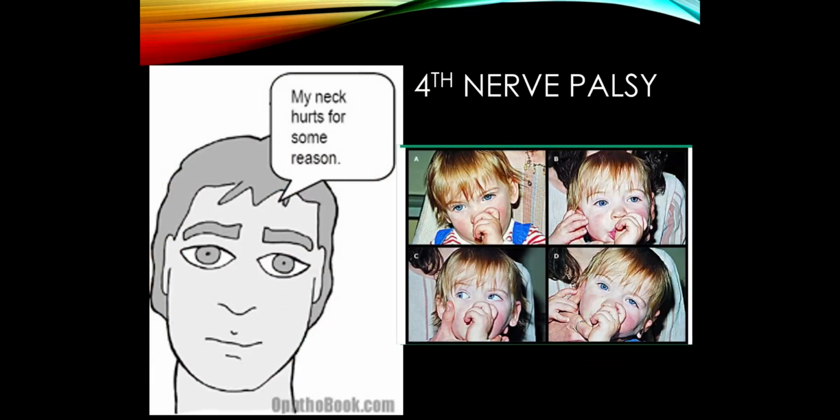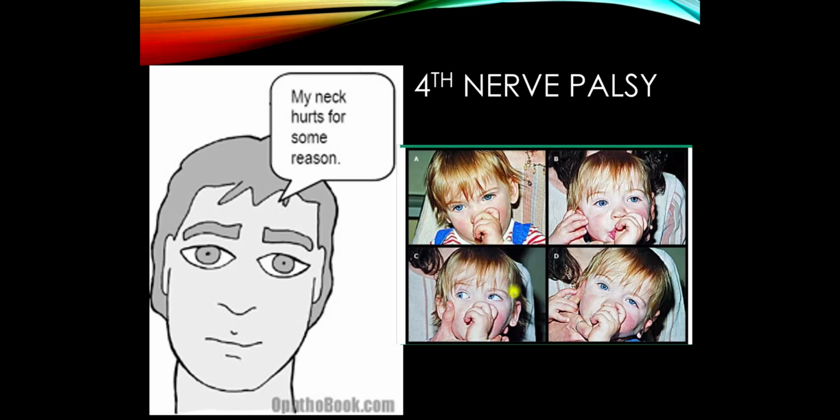Now, a fourth nerve palsy is very interesting because patients will walk around with their head tilted in the opposite direction, because that's how they can line up the eye muscles. So here's a child with a fourth nerve palsy, and this child is probably always going to have his head tilted to the right, because notice the eyes are conjugate.